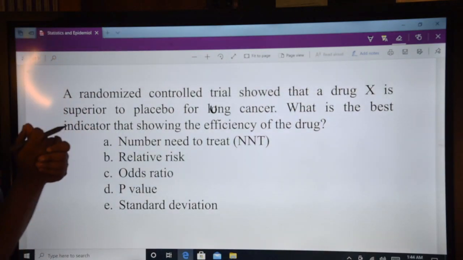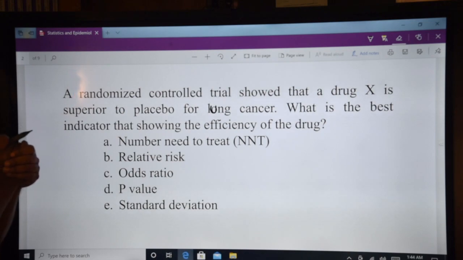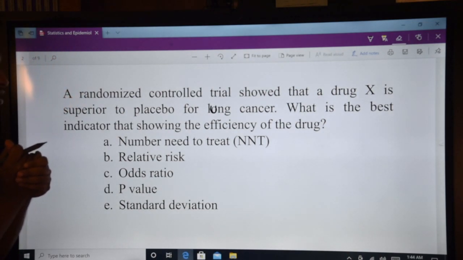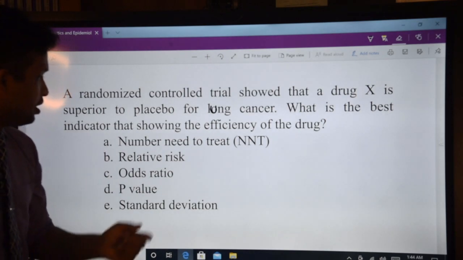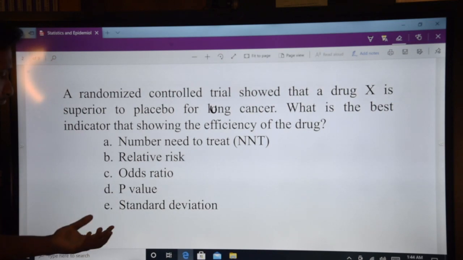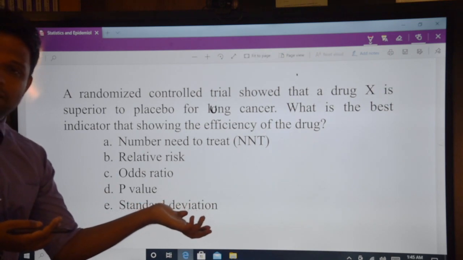A randomized controlled trial showed that drug X is superior to placebo for lung cancer. What is the best indicator showing the efficacy of the drug? 5 options: number needed to treat, relative risk, odds ratio, p-value, and standard deviation. I will start from the bottom. So what is standard deviation?